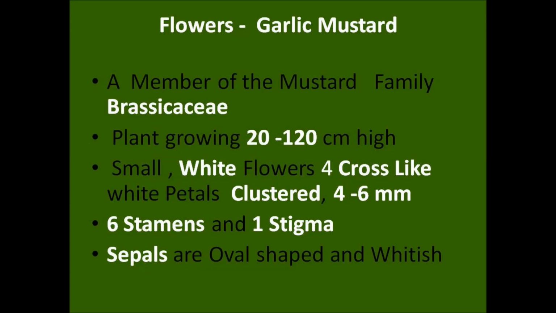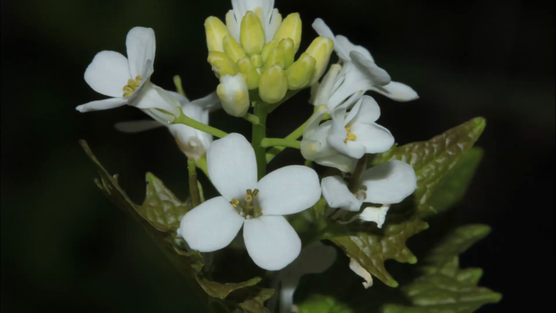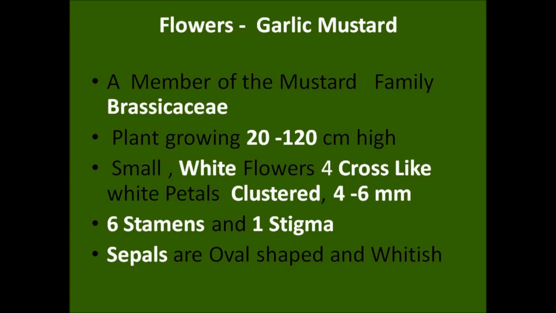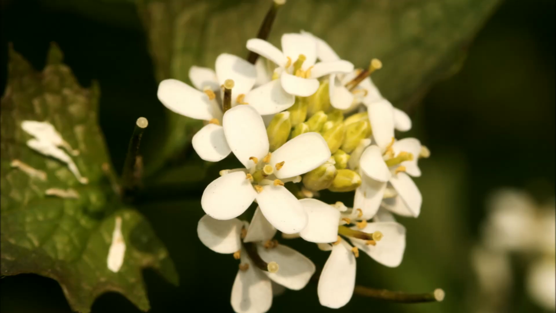So let's have a look at the flowers of garlic mustard, a member of the family Brassicaceae. The plant grows between 20 and 120 centimetres high, and the flowers are typically a small white cluster arrangement of 4 cross-like white petals of between 4 and 6 millimetres. The plant has 6 stamens and 1 stigma, often with the 6 stamens leaning close into the stigma, meaning self-pollination is inevitable. The sepals are oval-shaped and whitish.